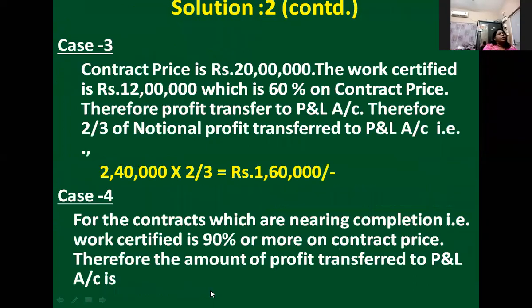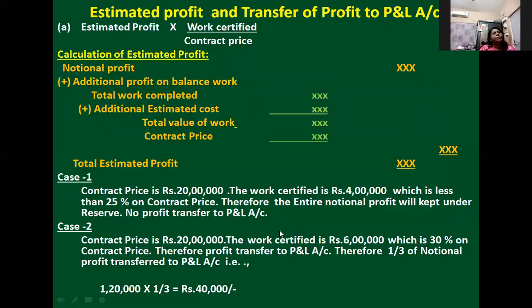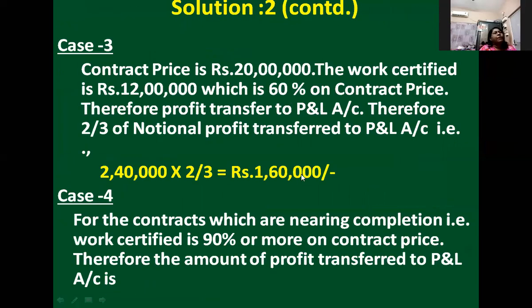Next, we'll move on to the third case. As for the third case, the contract price is 20 lakhs, the work certified is 12 lakhs, which is 60% on contract price. So definitely we need to apply the 2 by 3 rule. The notional profit given for the third case is 2,40,000. So 2,40,000 into 2 by 3. What is the profit transferred to P&L account? 1,60,000.